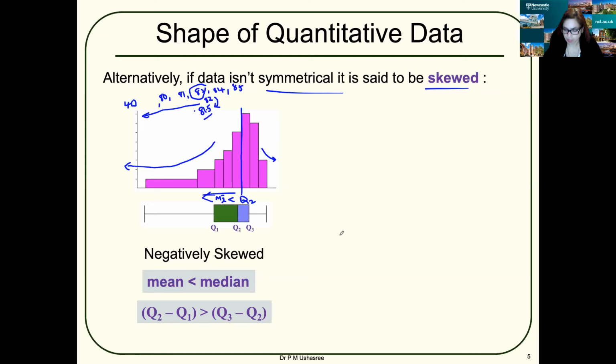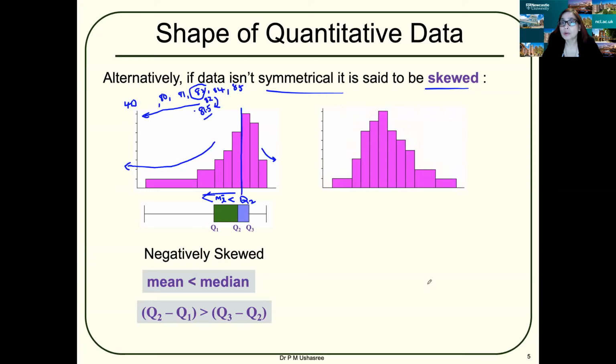Okay. So that is a negatively skewed data, a data which has got a negatively skewed shape. Okay. What about a positively skewed data? The box plot looks like this. In this case, look at this. The tail is longer towards the right.